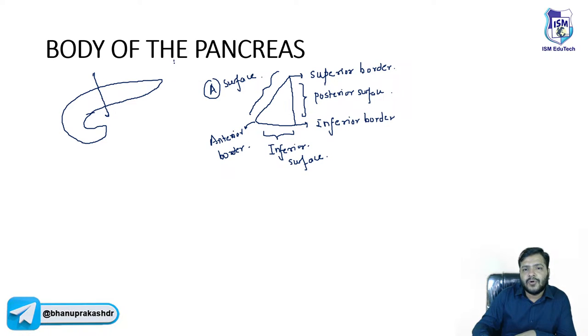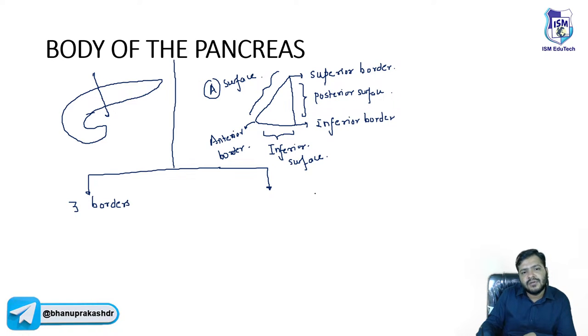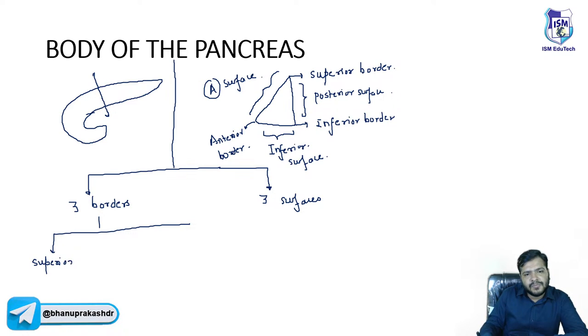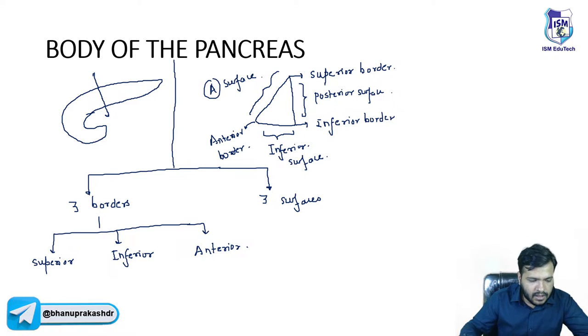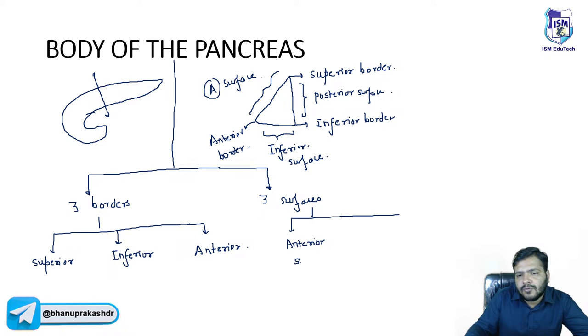Now, beta, the body of the pancreas is divided into three borders and three surfaces. So remember the three borders, beta. We have the superior border, that is on the top, then the inferior border, and the anterior border. Now, coming to the surfaces, you already know we have the anterior surface, the posterior surface, beta, and the inferior surface.